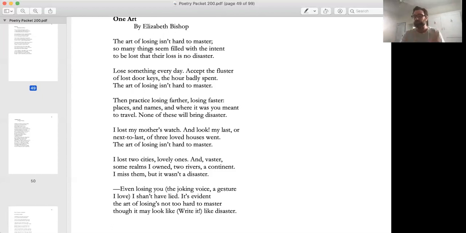This is a closed form, meaning that it has certain preset rules it has to follow to be in this form, and that particular title of that form is called a villanelle.